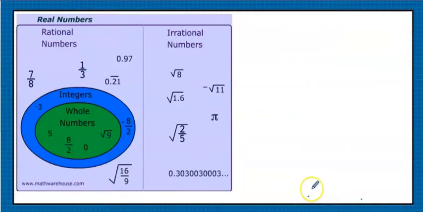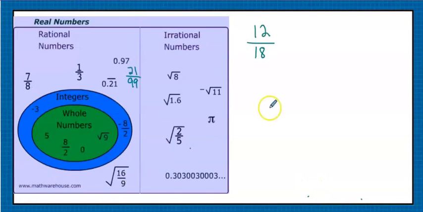A rational number is any number that can be written as a fraction. We know that this can be simplified. We could divide both of them by 2. But let's talk about the simplification process and what we would do. So I could rewrite 12 as 2 times 2 times 3, and I could rewrite 18 as 2 times 3 times 3.